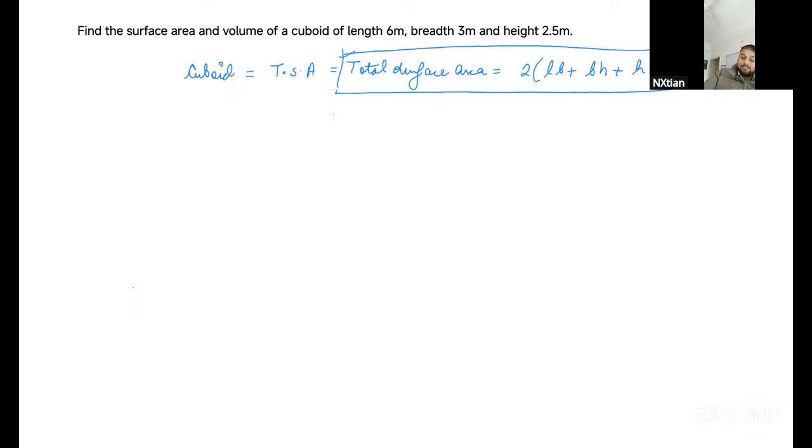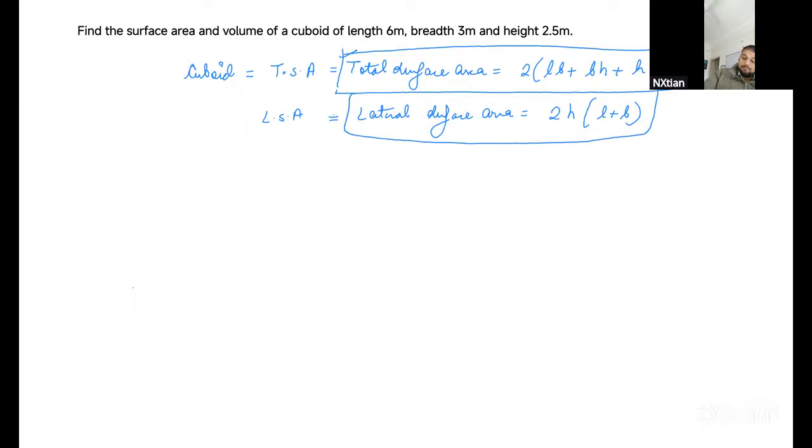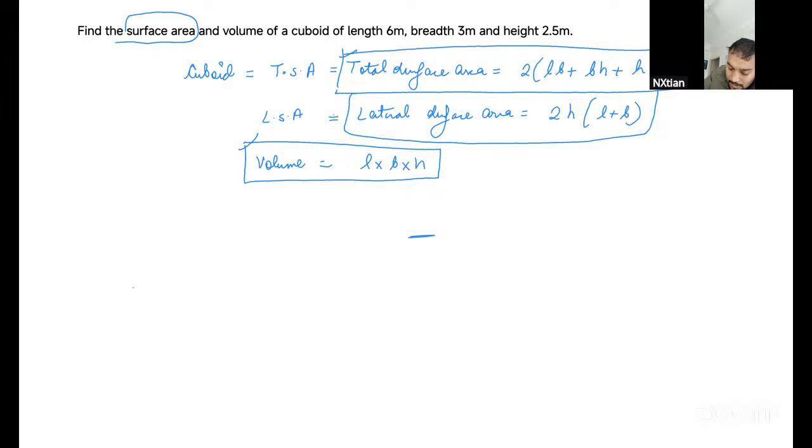Next is LSA, which is also called lateral surface area. The formula is 2H into L plus B. Did you understand? And volume, which is L into B into H. These are the three formulas that we have to use. Okay. Now we have to find surface area. So surface area is always related to the TSA. Now in this question, what is given?